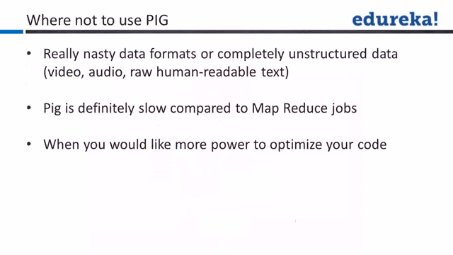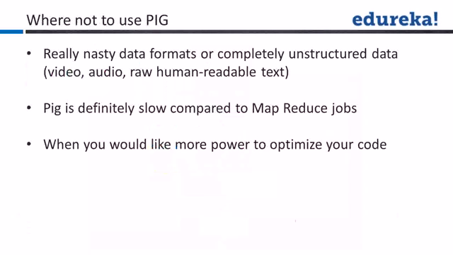So let's see where not to use Pig. That's one very important question. When you have really bad data formats or completely unstructured data, where raw, human-unreadable text is there, where you have to do some level of text analytics, or you have video or audio data, Pig will obviously be slow because it works at a higher level, so it will be slow compared to MapReduce jobs. As I told you earlier, for prototyping, Pig will be good. But if you really want to run huge production jobs where every 5% of performance makes a huge difference, then it is highly recommended that you convert your Pig scripts into MapReduce jobs.